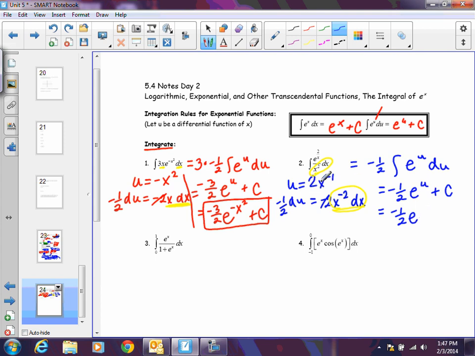You could either write 2x to the negative 1, or you could write 2 over x. It wouldn't matter. They mean the same thing. I'm going to go ahead and write it as 2 over x because that's how you're going to see it on a multiple choice.